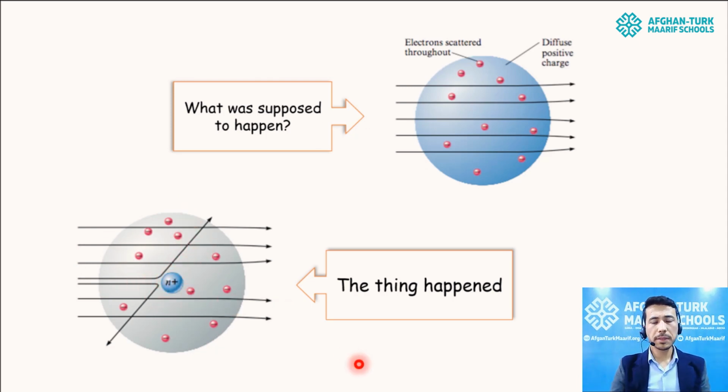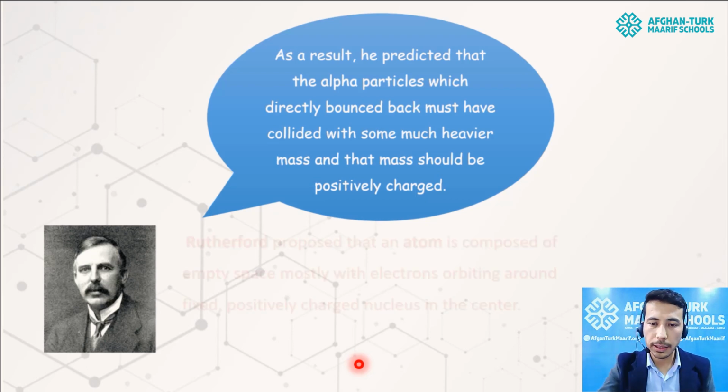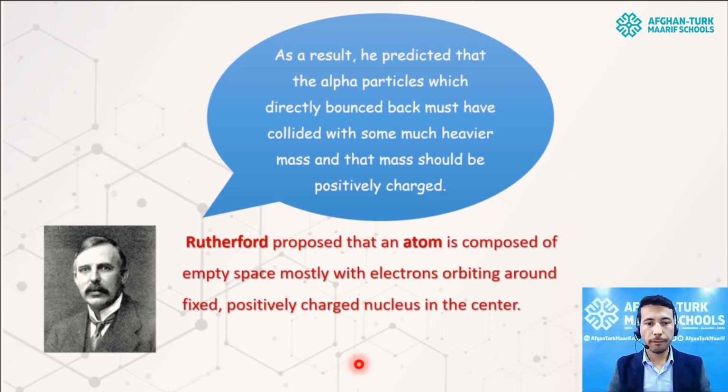He thought that there must be something dense, a positively charged mass in the center of the atom. He called it the nucleus. He said that there's a nucleus with a positive charge, and when the alpha particles collided with the positively charged dense nucleus, they deflected. They changed their direction. Yes, this was his prediction. So he proposed an atomic model. He said that an atom is composed mostly of empty space, with electrons orbiting around a fixed positively charged nucleus in the center.